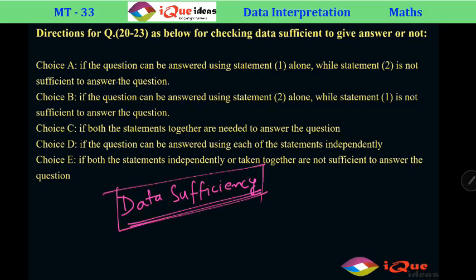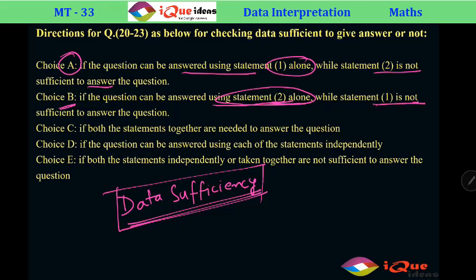For example, if the question can be answered using statement 1 alone, while statement 2 is not sufficient, we'll have to mark A. Similarly, B means question can be answered using statement 2. That means only statement 2 is capable of answering the question, whereas statement 1 is not. Right? In that case, answer will be B. Similarly, if both the statements together are needed, please understand together needed, to answer the question, in that case, C will be the answer. Remember, this needed is very important.